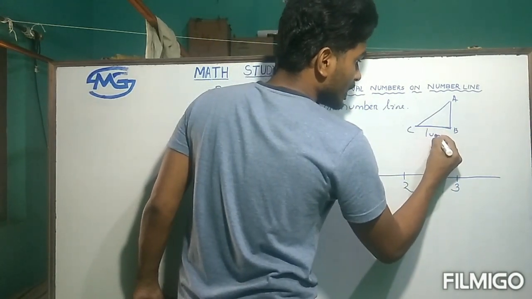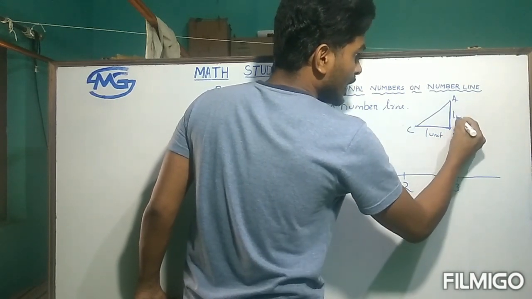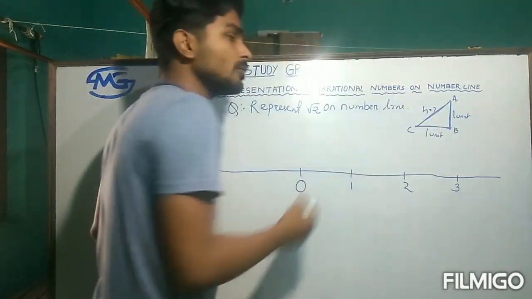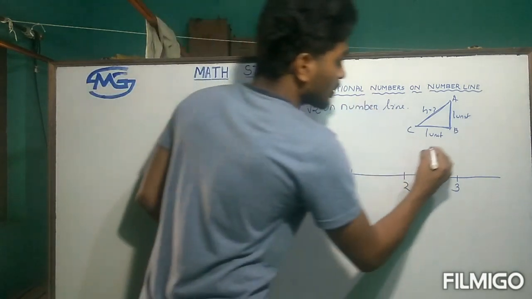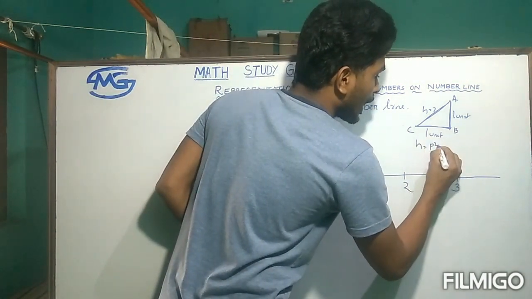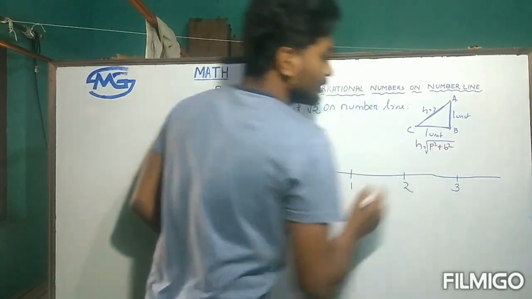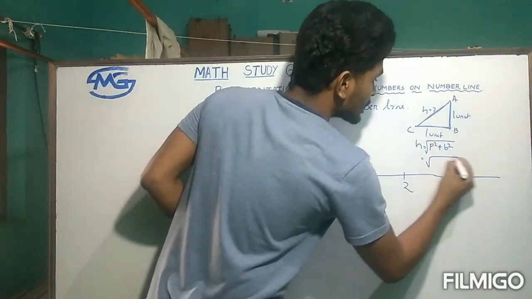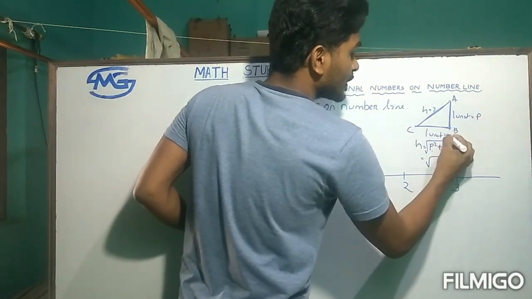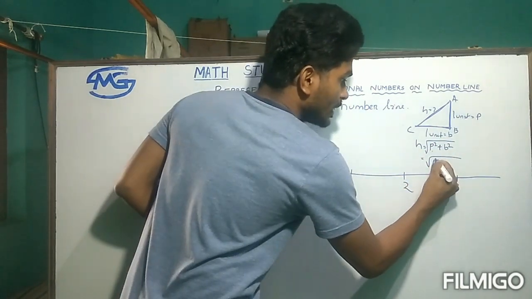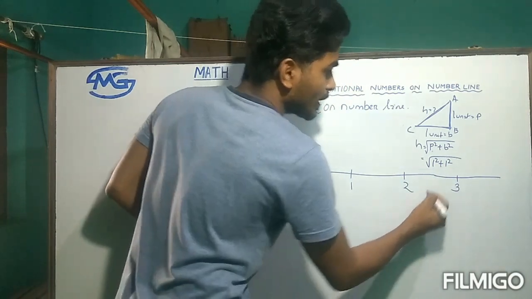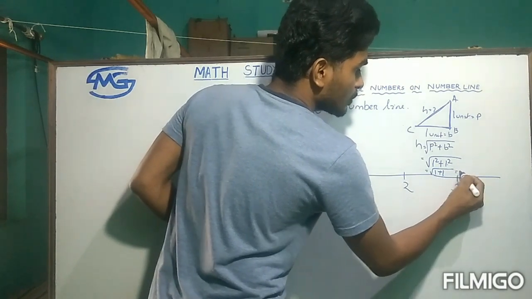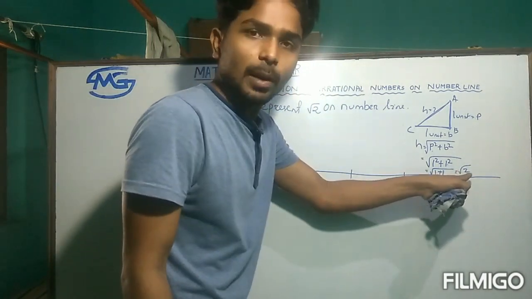Suppose the base is 1 unit. This is the height part, 1 unit. Then this is known as the hypotenuse. So how do we find the value of h? As we know, the formula of h is the square root of p square plus b square. It is derived from formula number 1 of Pythagoras. So in the place of p you can write 1 square, and in the place of b you can write 1 square. Then 1 square is 1, plus 1 square is 1, so 1 plus 1 is 2. So this is the square root of 2.